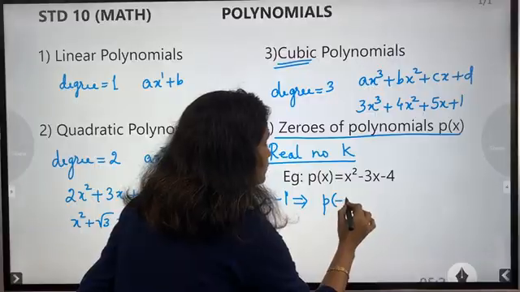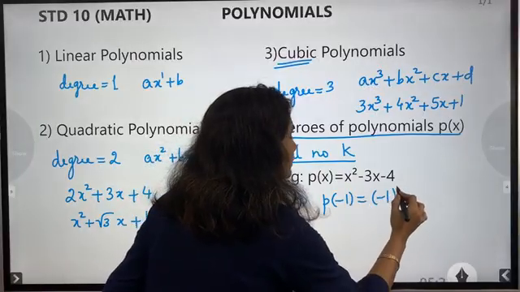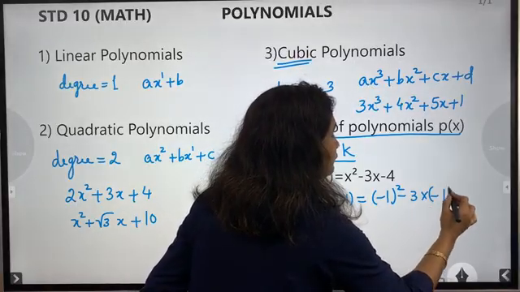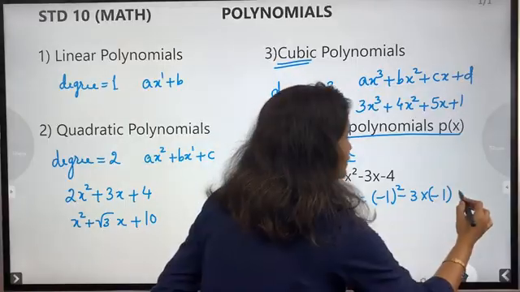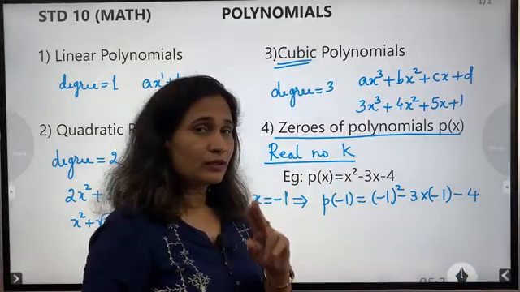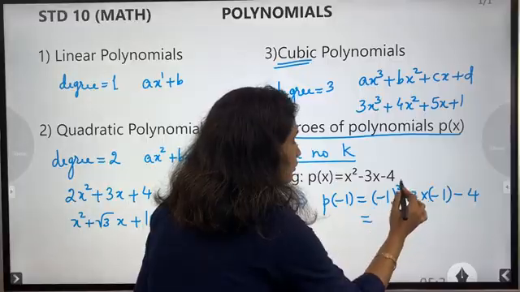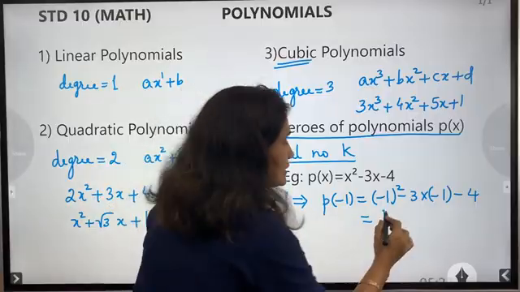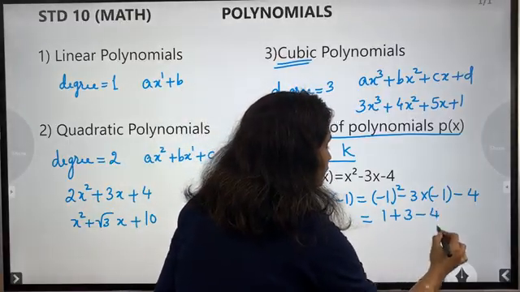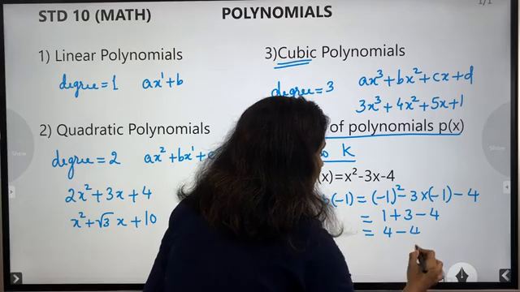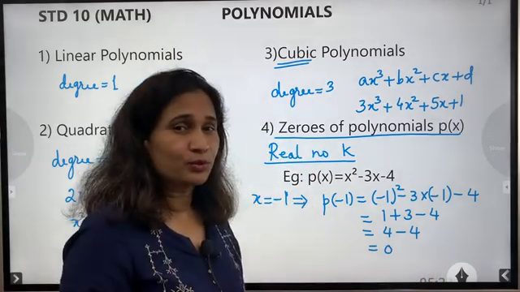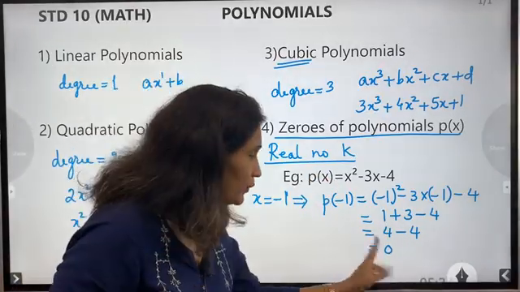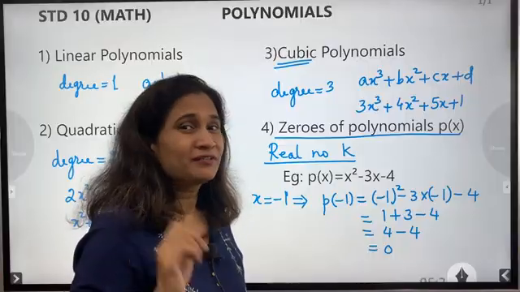So P of -1 will be how much, children? (-1) the whole square minus 3 into (-1). If you want, you can put it in brackets, and -4. So there is no confusion. Don't forget to follow BODMAS. Now (-1) whole square will be 1, minus, do the multiplication first, minus times minus, and you will get +3 and -4. 1 plus 3 is 4, 4 minus 4 is 0. I had told you, the moment you substitute that x by that real number, you are going to get a value. In this case, I got the value as 0.